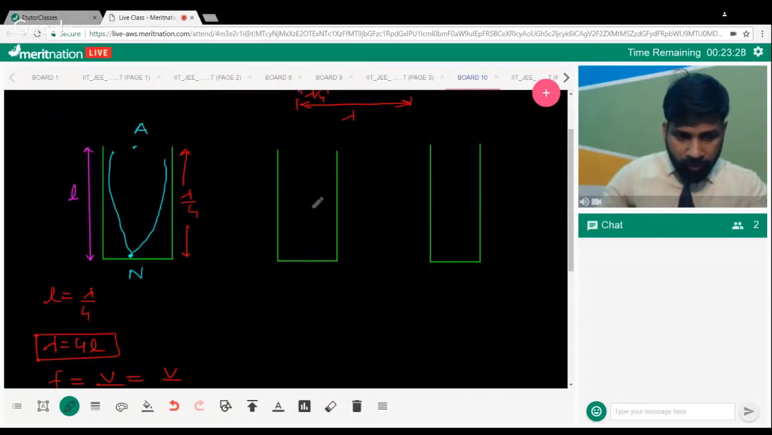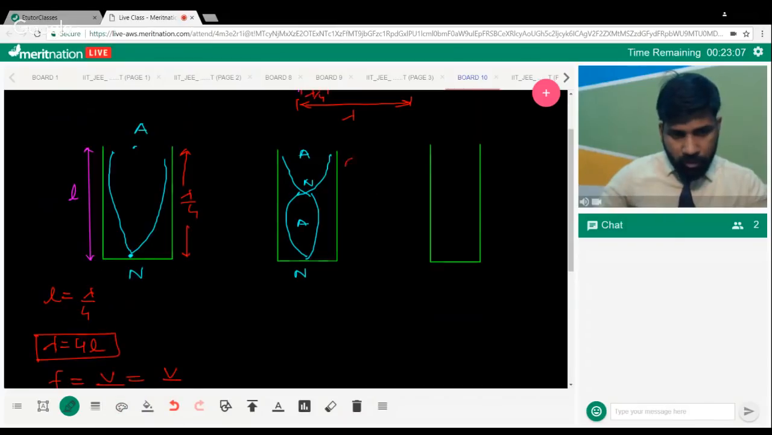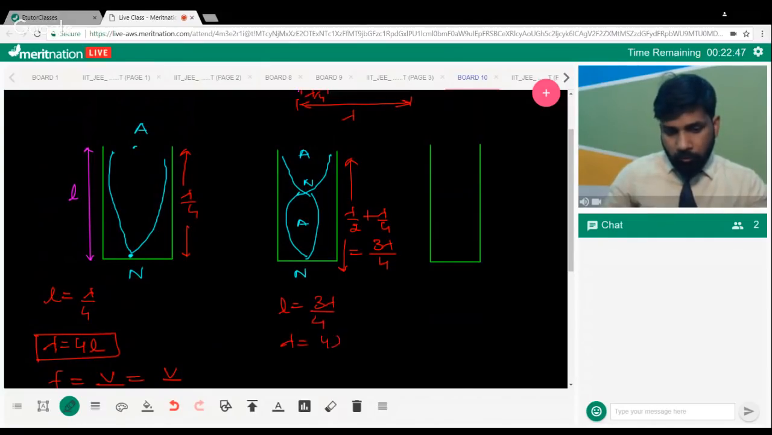This is our second possible case here. You can see antinode, node, antinode, and node. So this total length, can anyone tell me this total length? This is lambda by 2 plus lambda by 4, so we get 3 lambda by 4. So the length of this tube is 3 lambda by 4. So lambda is equal to 4L by 3.